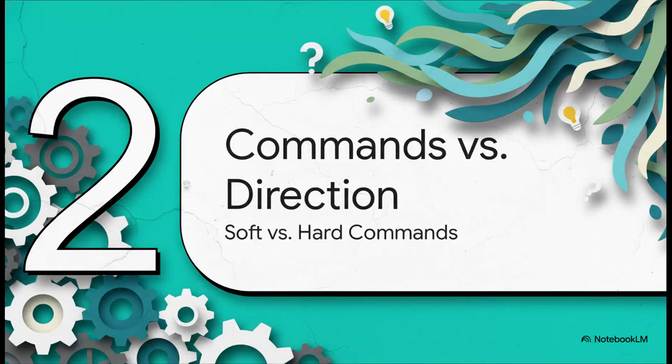Okay, so let's get practical. How does this actually look when you're interacting with an AI? Well, we can break it down into two different modes of instruction. On one side, you have what we'll call hard commands, which are all about dictating execution. And on the other, you have soft steering, which is about guiding toward an objective.